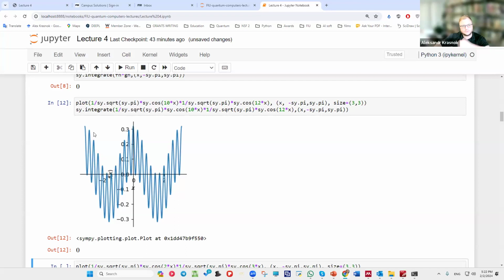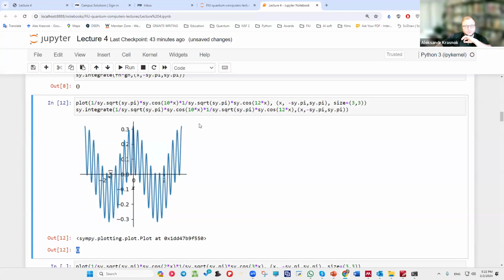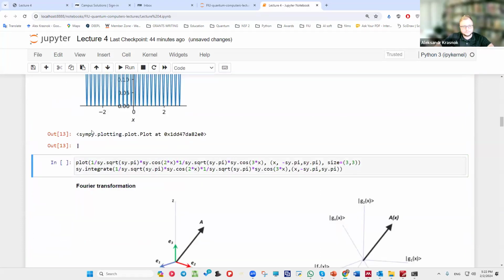So it's a sophisticated function, and one cannot say if I integrate this function over the period, would I get 0 or not? But the result is yes, the integration is 0. So the product of any sine and cosine functions always gives us 0, except for the case when the function is the same. For example, cosine 12x times cosine 12x gives us, of course, 1.